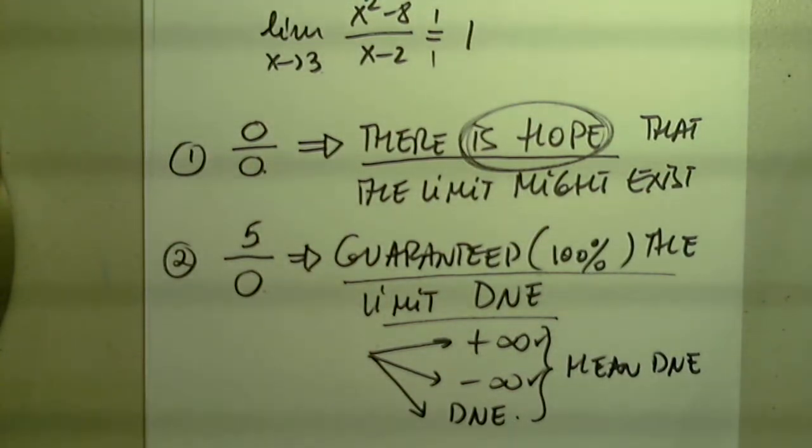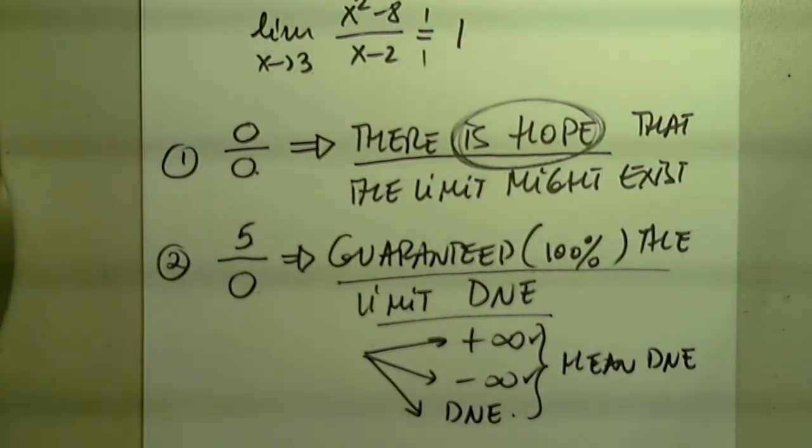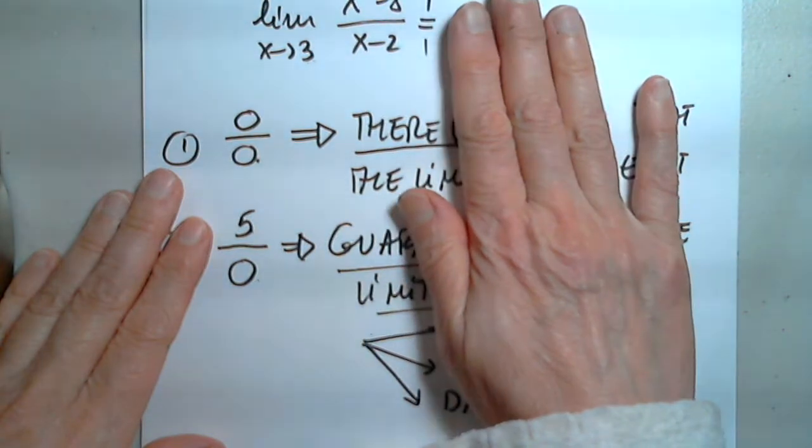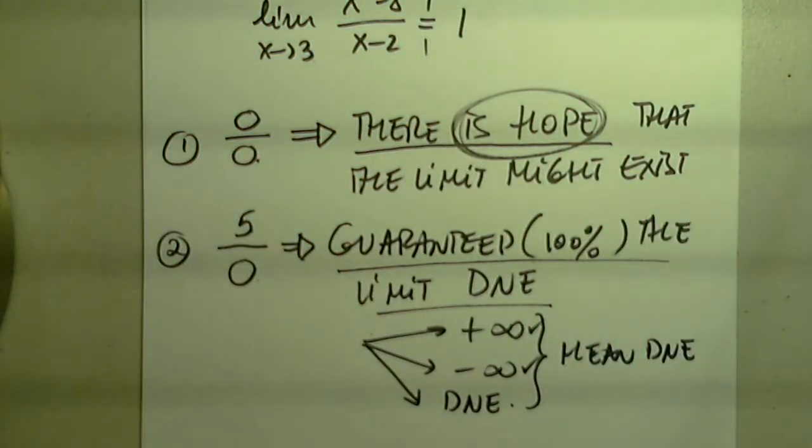Okay. So I have a question. Please do. Say there was a homework problem where it came out to 0 over 0, would we have to write out there is hope that the limit might exist? No. Okay. Allow me to give an example. Yes. Very good question. Thank you.